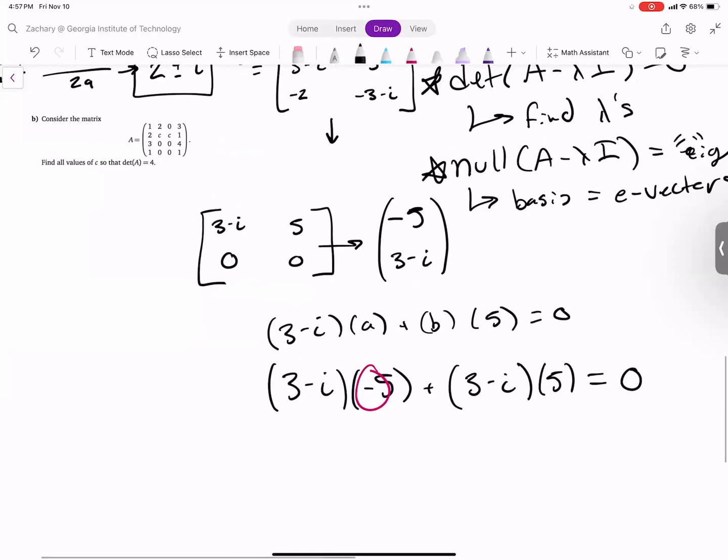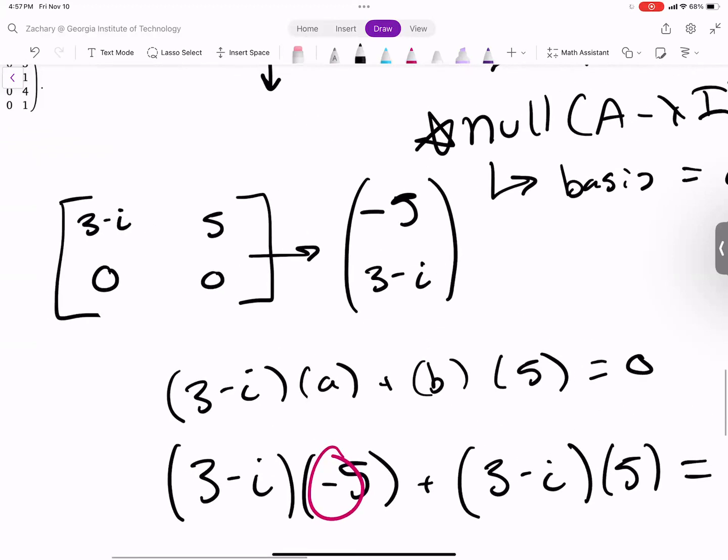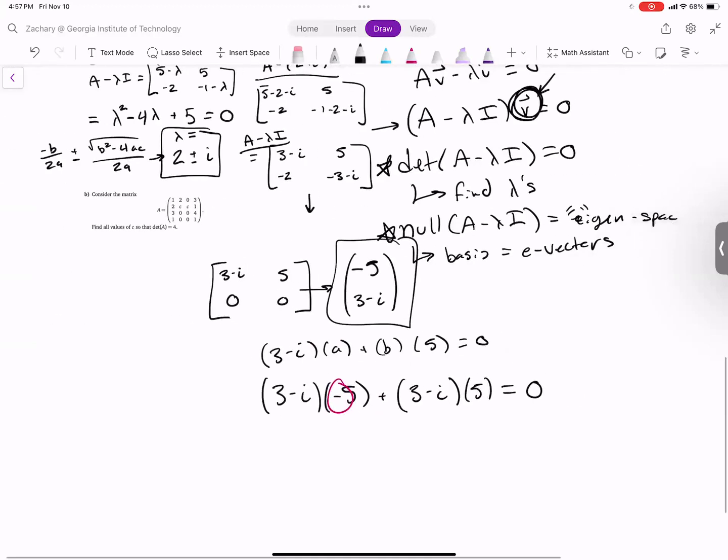Any questions on this? So the answer to this question would be the eigenvalues are 2 plus or minus i. And for the positive eigenvalue, our eigenvector is -5, 3 minus i. I don't know why they stopped. Yeah, go ahead.